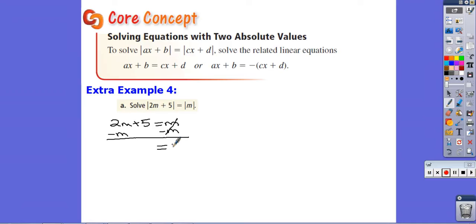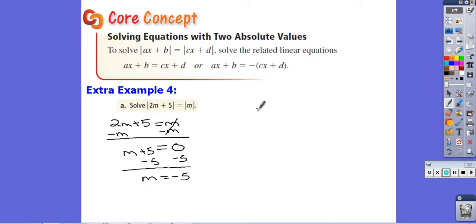So m minus m is just 0. Don't just leave it blank, it is 0. 2m minus 1m is just m, and you still have plus 5. To get m by itself, move the 5 over, and so we find out that m equals negative 5, which if we plug back in and check, we do 2 times negative 5, that's negative 10, plus 5, that's negative 5. The absolute value of negative 5 is 5, and the absolute value of negative 5 is 5, so it does check out.